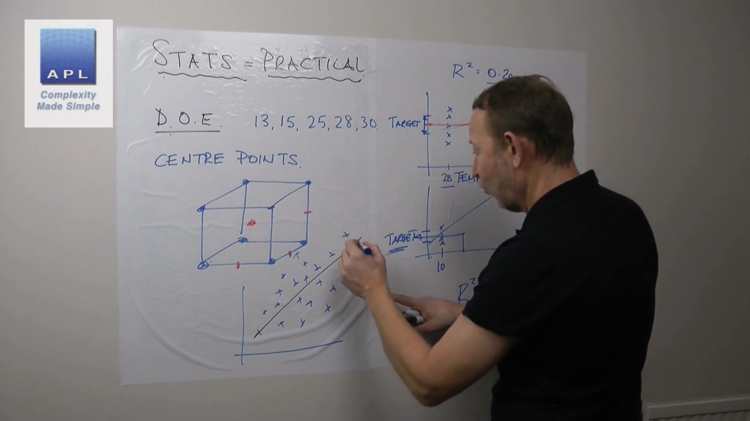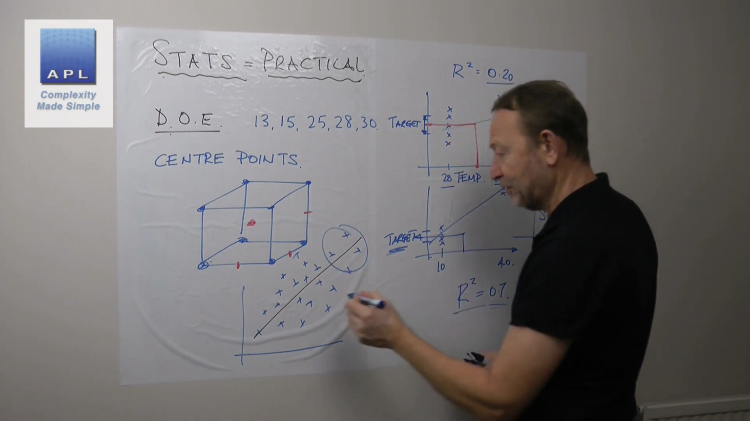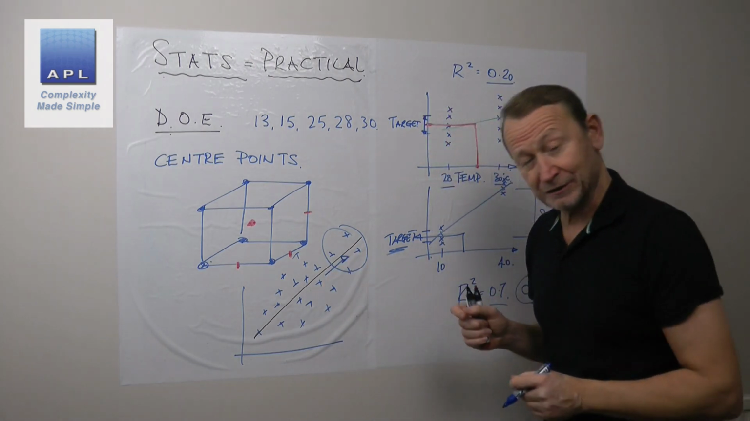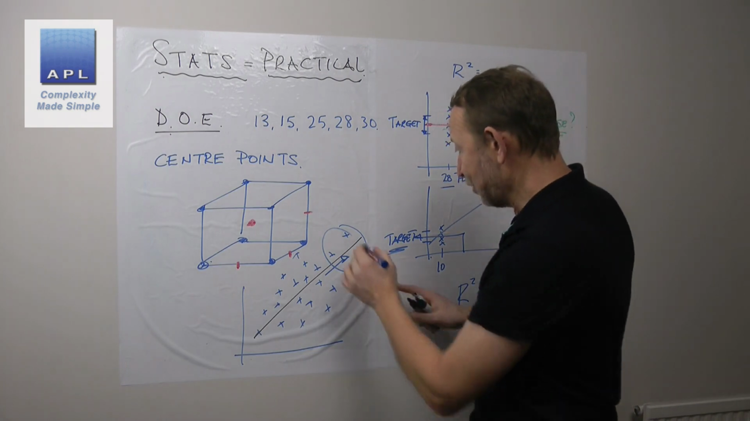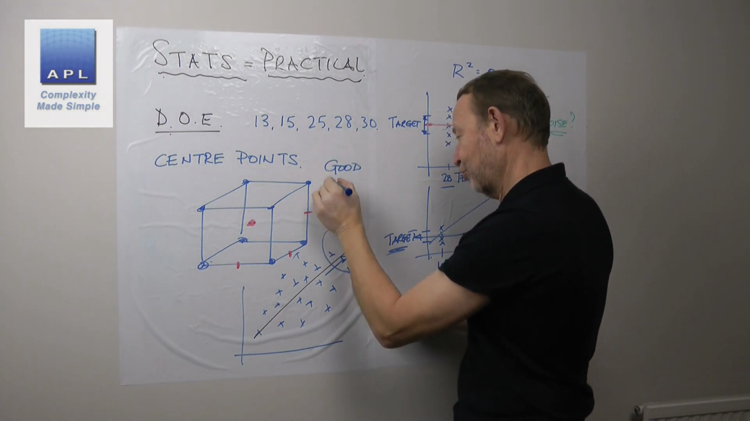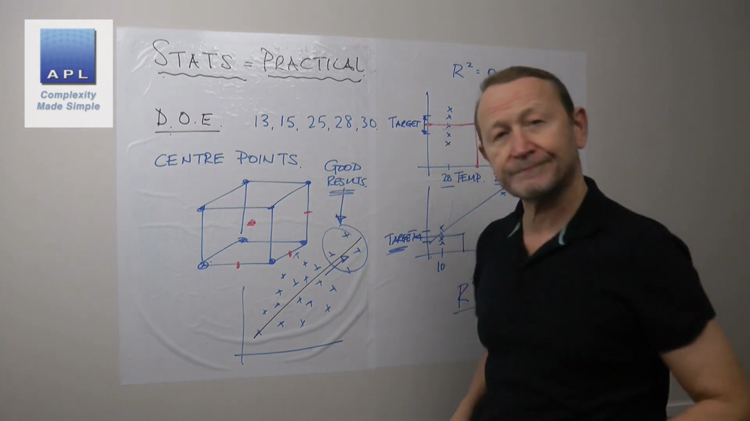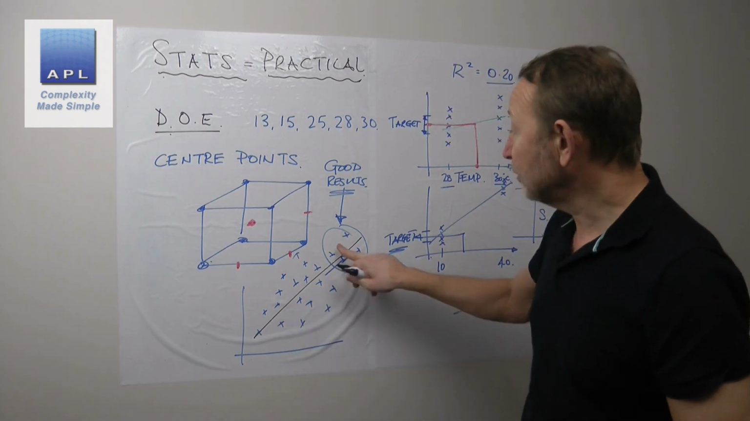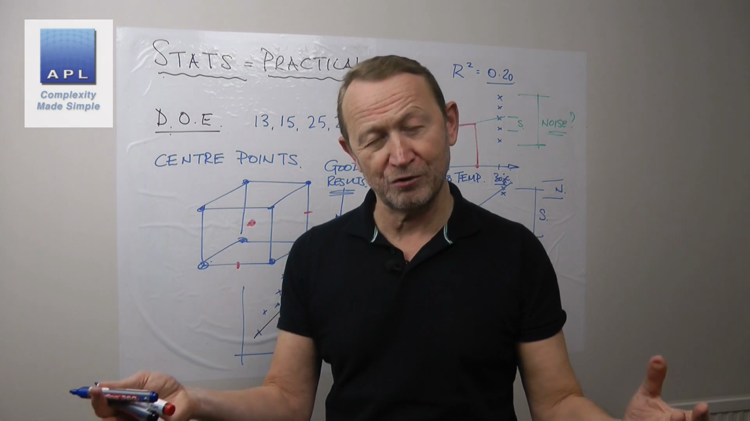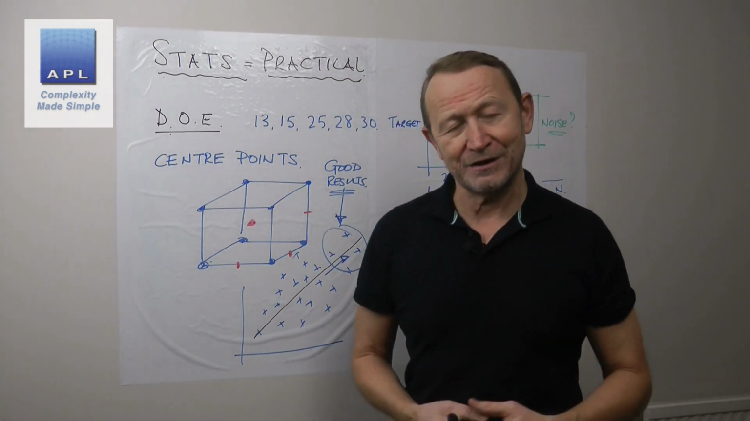But actually, all they wanted to do was push the process to this region. Now, the model was perfectly capable of doing that. So this area was good results. The model was perfectly capable of pushing the results to the good zone. So the R squared of 0.3 didn't matter.